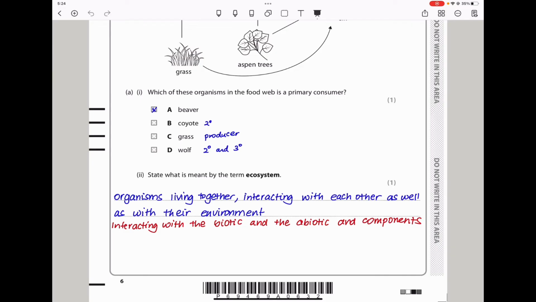The next part says, state what is meant by the term ecosystem. An ecosystem is a group of organisms living together, interacting with each other, as well as with their environment. So in their environment, of course, there are the biotic as well as abiotic components that these organisms are interacting with. That makes an ecosystem.